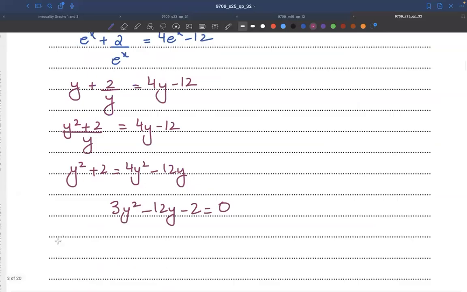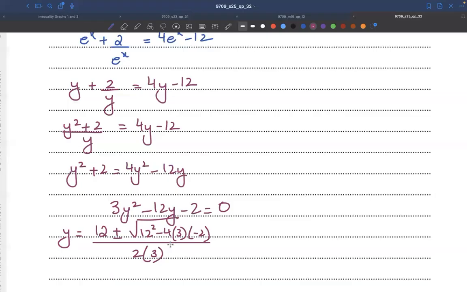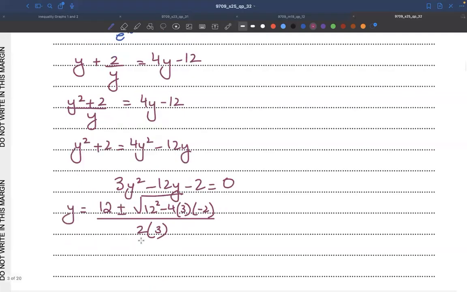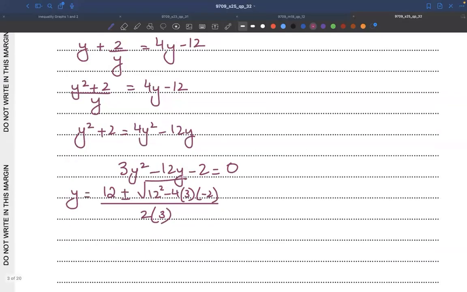Now solving this quadratic equation using the quadratic formula, we'll get y = -b, so this will become plus 12, plus minus the square root of 12 squared minus 4 into 3 into minus 2, that is b² - 4ac, upon 2 into 3. Now it's very important that we show the working over here for the quadratic equation, as there's a mark in the exam for showing the working for finding the roots of this equation.